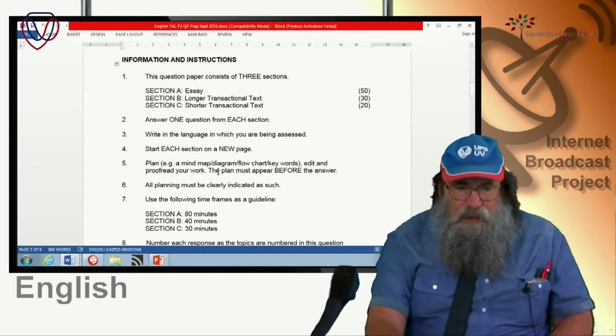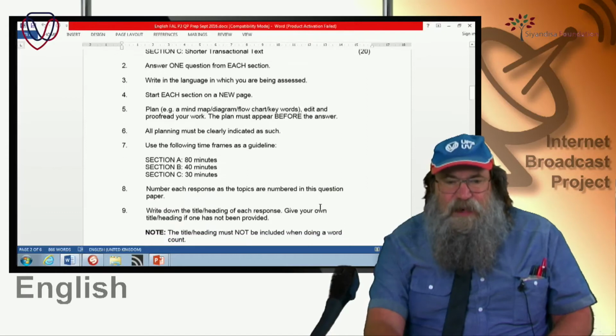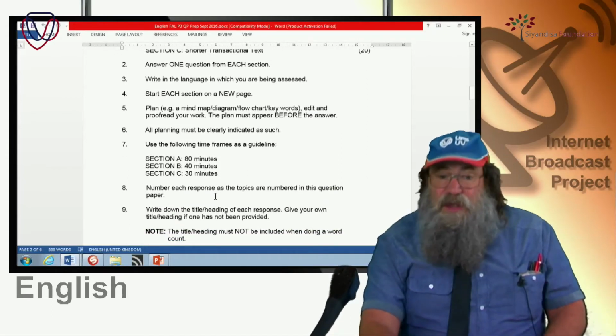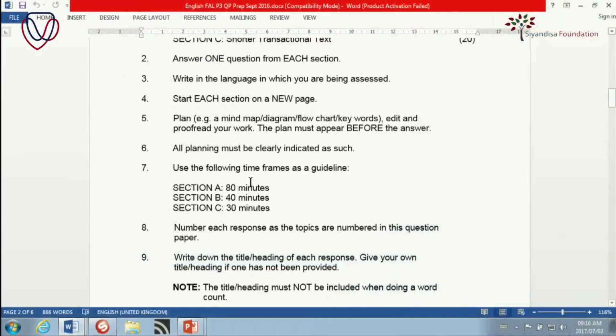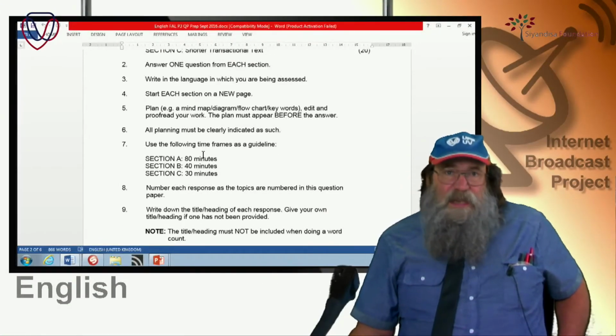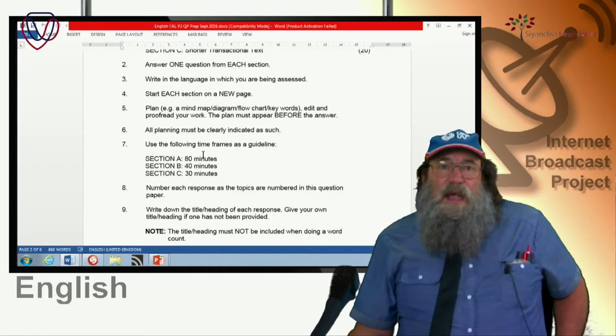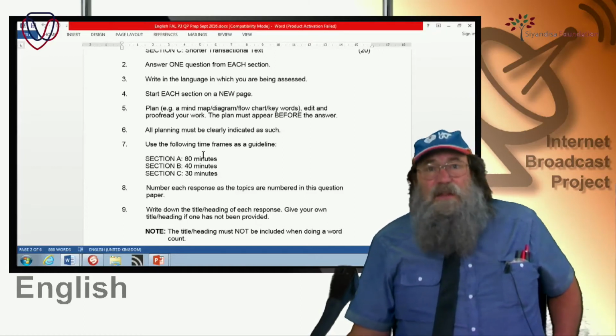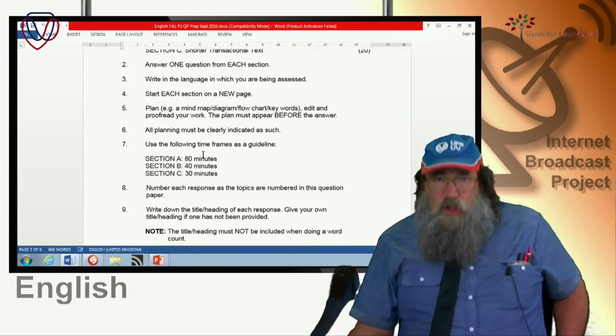Okay, let's see what else we've got here. The following time frames as a guideline, yes. This is based on the theory that you are going to use the full 2.5 hours. Now, I don't know how your school works. Different schools have different policies regarding exams. Some schools say that you go in there, you sit down, and you write for the full 2.5 hours, and you may not leave before those 2.5 hours are finished.